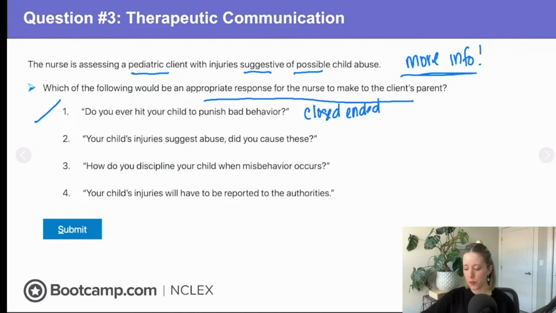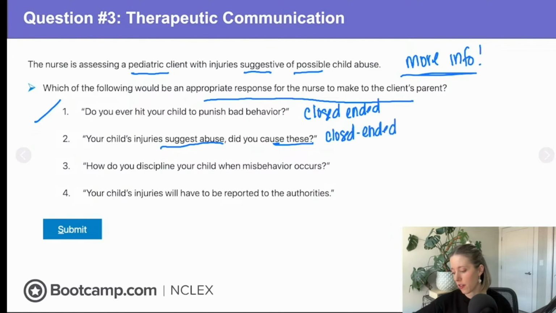So let's look at number 2. Your child's injuries suggest abuse. Did you cause these? What do you think? Well, again, that's a pretty inflammatory statement saying that it looks like you're abusing your child. Did you cause these? And then we follow that up with a closed-ended question. So again, that's going to make these parents feel pretty defensive, right? They're not going to want to talk to you if they're thinking that you're assuming that they're abusing their child, because we don't know if that's what's happening. So again, I think we can rule that out, right? We don't want to make accusations or make the parents feel defensive because they're not going to want to talk to us.